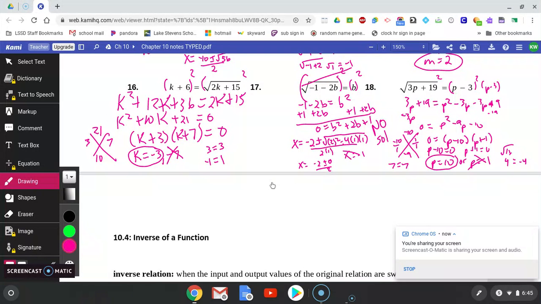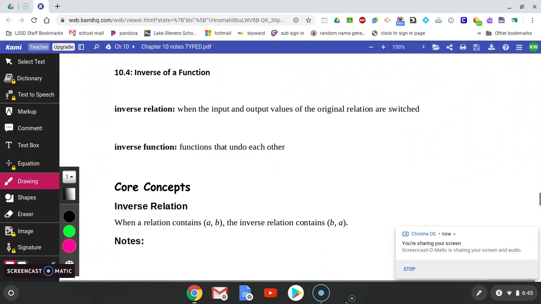Okay, so today we're moving on to 10.4, inverse of a function. So inverse is when your input and output values are switched. So it means x becomes y and y becomes x. So inverse functions are functions that undo each other.